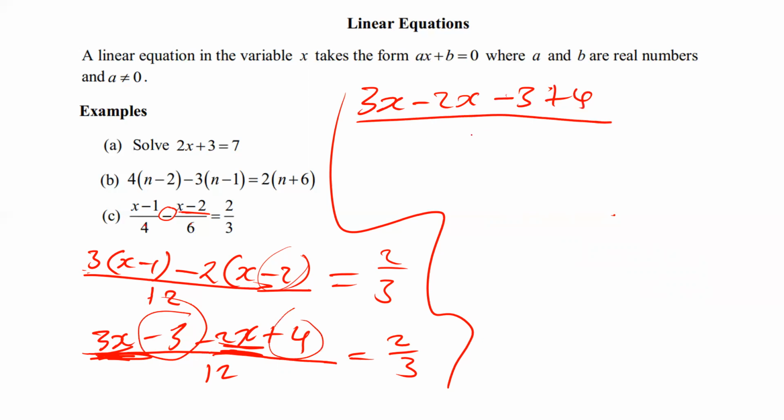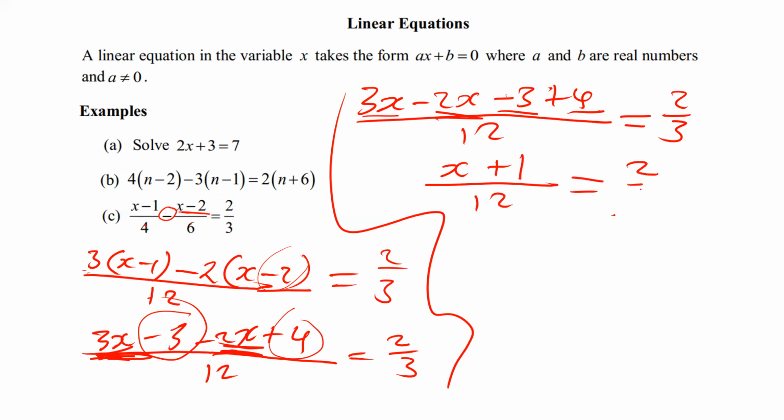Then you divide everything by 12. Then you say this is equal to 2 over 3. So 3x minus 2x, the answer is x. Then negative 3 and 4, when you add them, you're getting positive 1. And then you divide everything by 12, and then you say this is equal to 2 over 3.